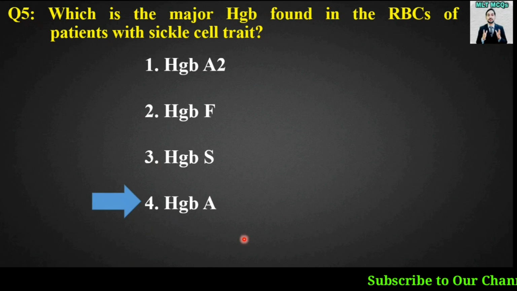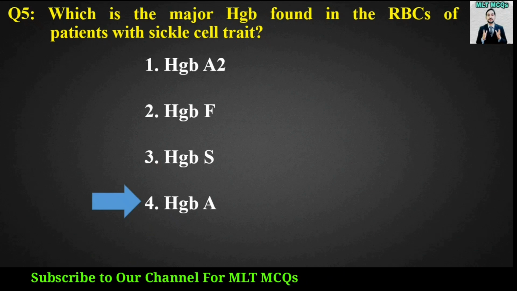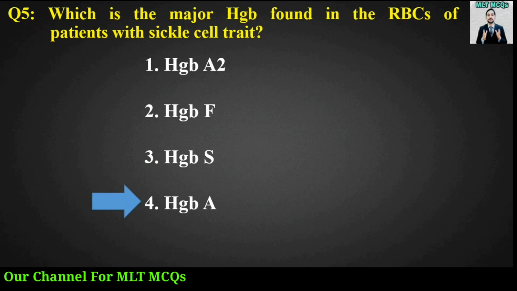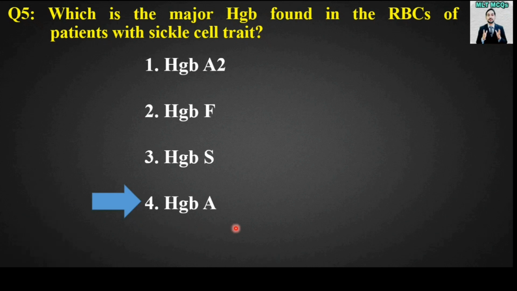The major hemoglobin in sickle cell trait is hemoglobin A, which constitutes 50% to 70% of the total. Hemoglobin S comprises 20% to 40%, and hemoglobin A2 and hemoglobin F are present in normal amounts. So the right answer for this MCQ is hemoglobin A.